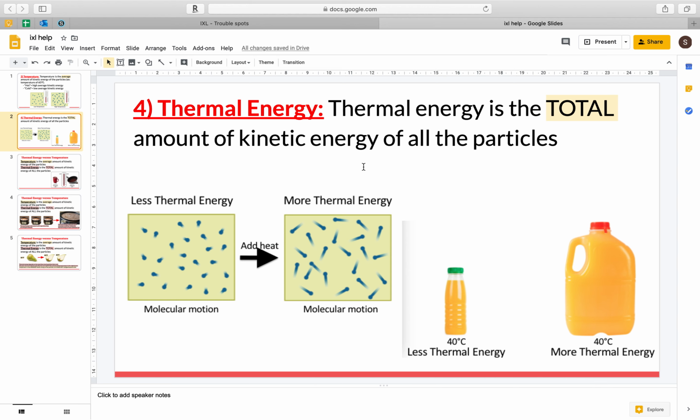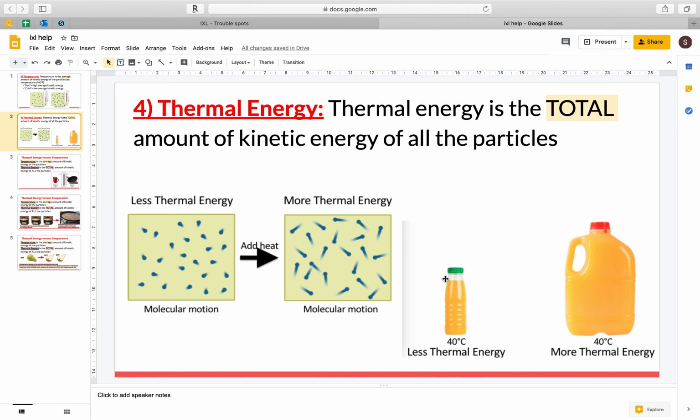Thermal energy is the total amount of kinetic energy of all the particles. Like in this example, there are fewer particles of orange juice in this small container. See that there's 30 particles of orange juice in here. If those particles are all moving around the same speed as in this carton, then the temperature will be the same. The temperature is still 40 degrees because they're all on average moving at the same speed.